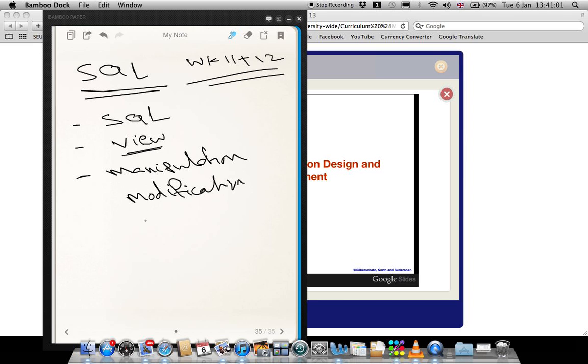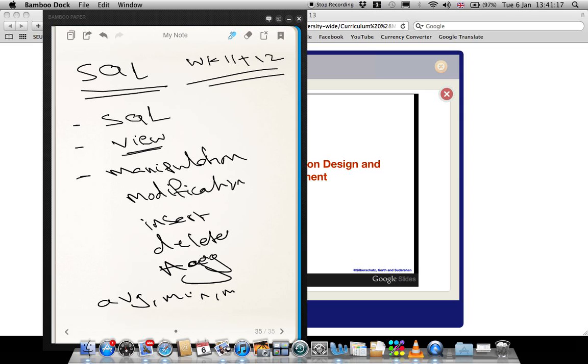what else do I have? Insert, delete. Okay, aggregation, where you have the average, minimum, maximum, etcetera. Plus whatever is to do with modification. Make sure you understand these very well. You will definitely get more than one question from weeks 11 and 12. Very important two weeks. Make sure you understand them very well.